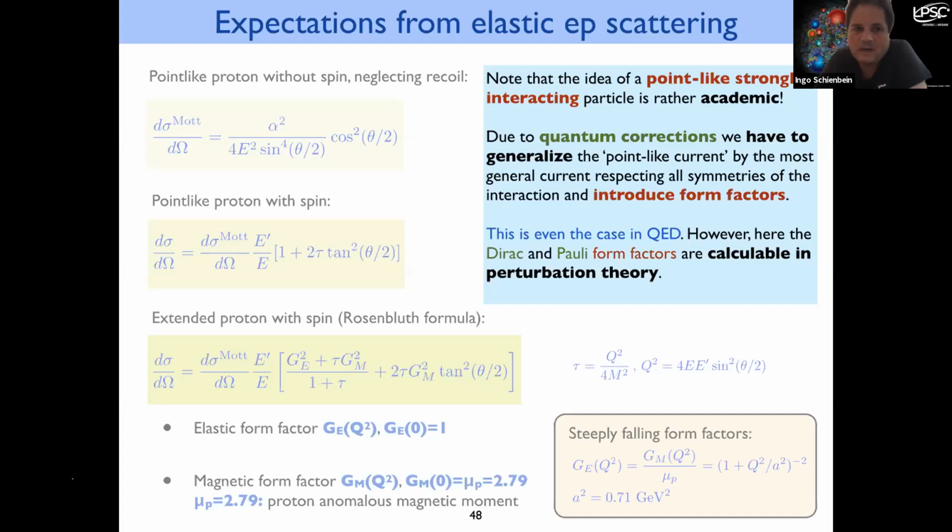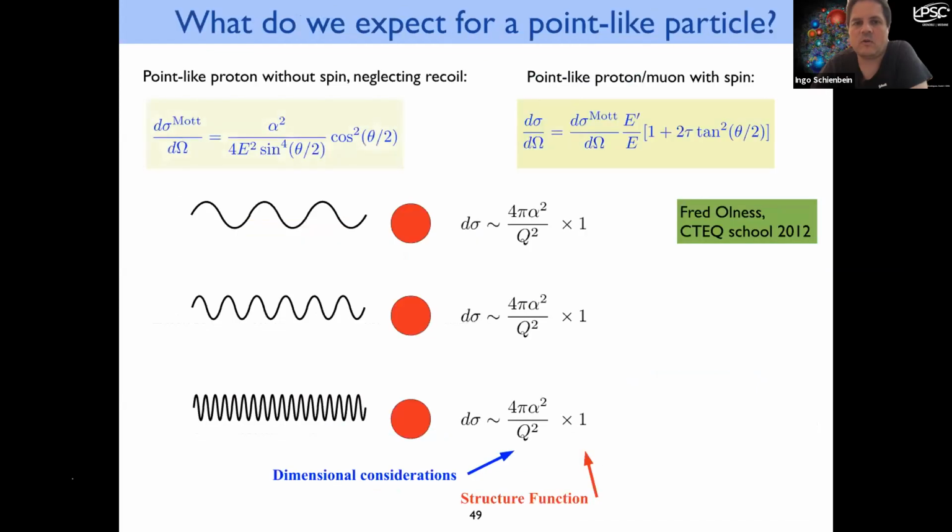So as soon as we have quantum corrections, even an electron is not point-like in this sense. And so it's a little bit academic to look at a point-like proton spin. Okay, now let's have a look at the steeply falling form factors.